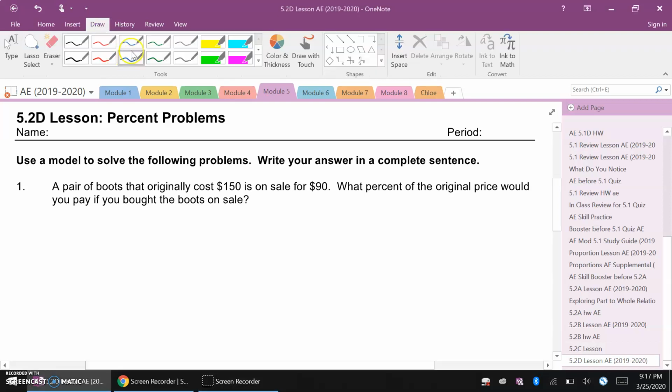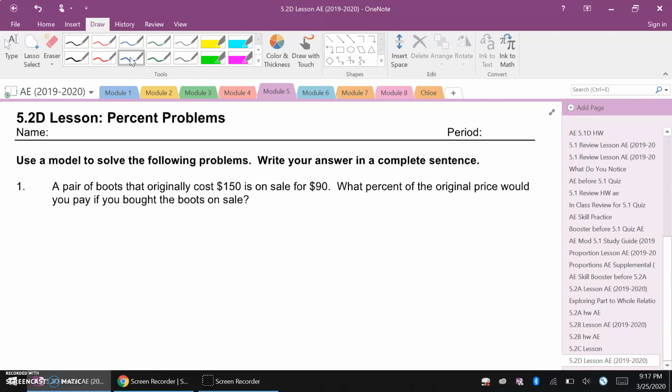Welcome back. Today we're going to be learning about the 5.2D lesson, which is more of the percent problems that we were working on Tuesday. So luckily there's not really new information. We're just going to be looking again for our part and our whole. And this is a nice short lesson. There are actually only 4 problems on it.